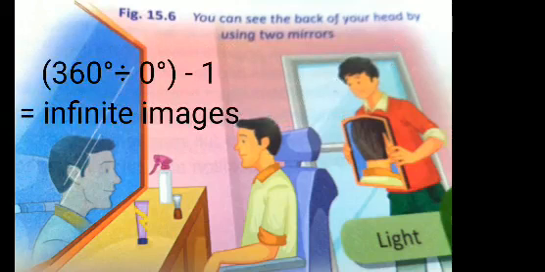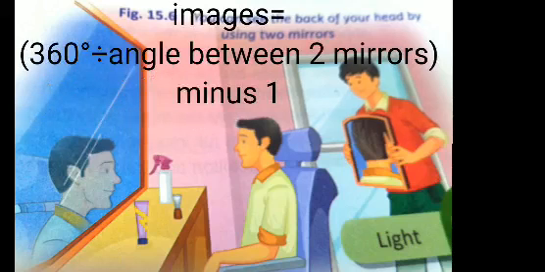If we have two mirrors parallel to each other, that is the angle is 0, it equals 360 divided by 0 degrees minus 1, so we get an infinite number of images. This is the concept that is used in day-to-day life in making multiple images in elevators, in museums, etc.